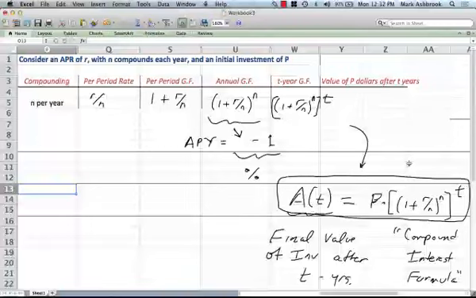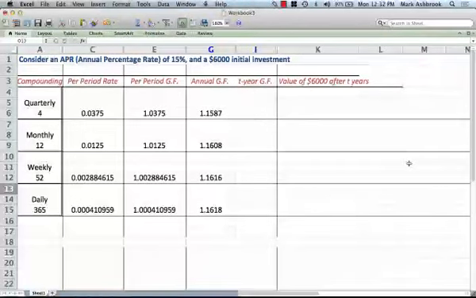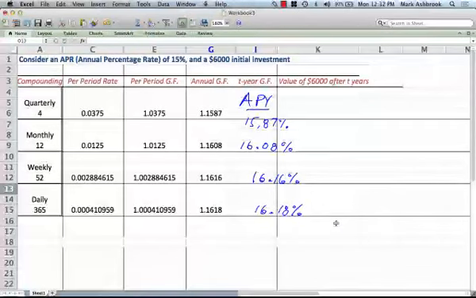Okay, so let's go back to what happened to the APY each time. APY increased. The APY is 15.87 for quarterly compounding, 16.08 for monthly, 16.16 for weekly, and 16.18. We keep getting a slightly better and better result as we compound more and more often.